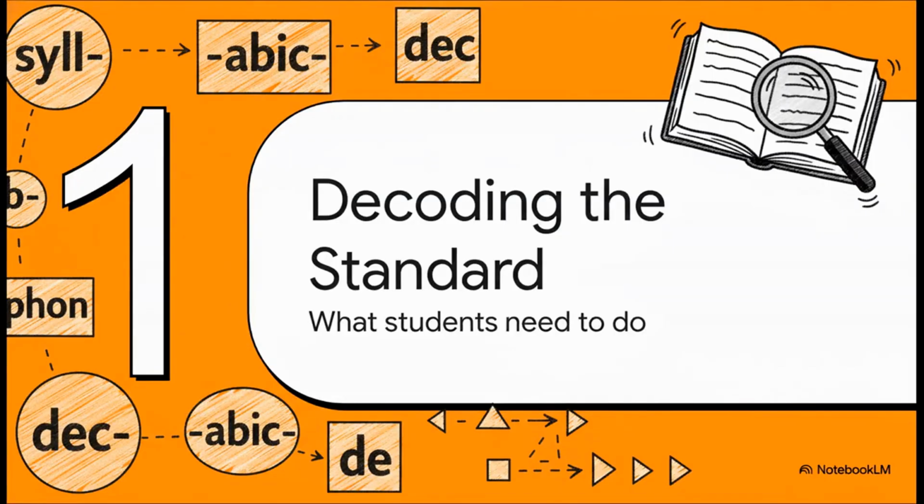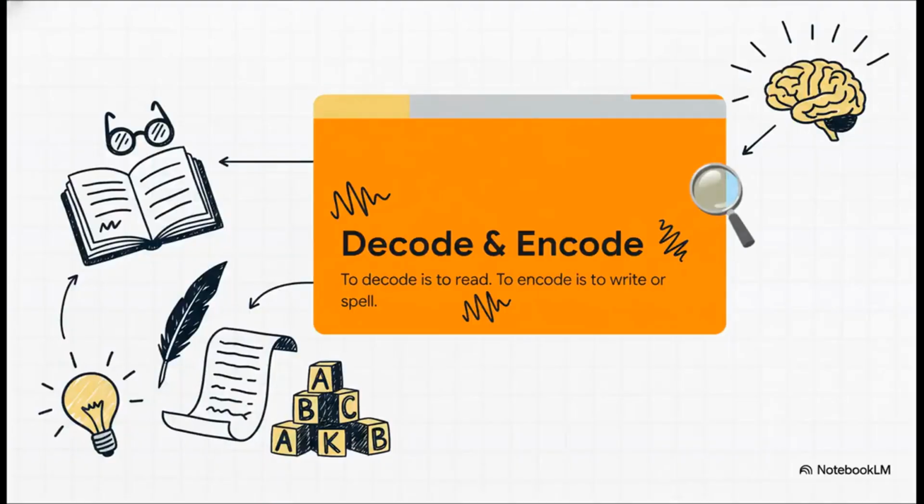Okay, let's dive right in and decode the standard itself. What are we really asking our students to know and be able to do when we teach 3.5.FP4? First things first, let's get on the same page with two key terms, decode and encode. Just think of them as two sides of the same coin. Decoding is when students break apart words to read them. Encoding is when they put sounds together to write or spell. What's so great about this standard is that it builds both of these skills at the very same time.